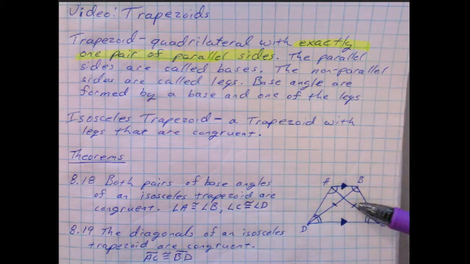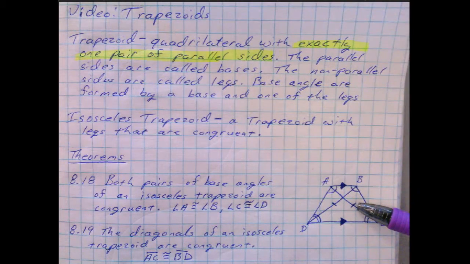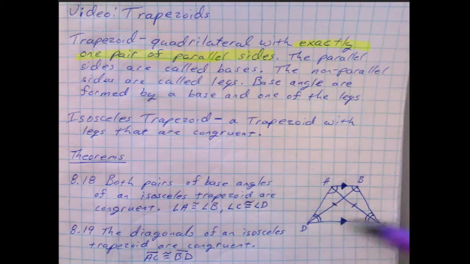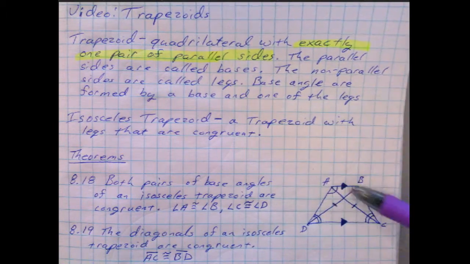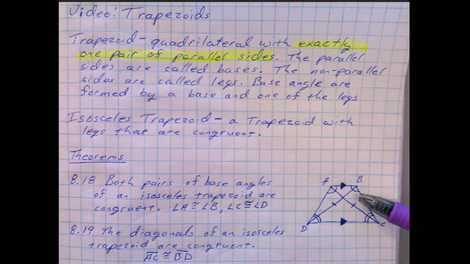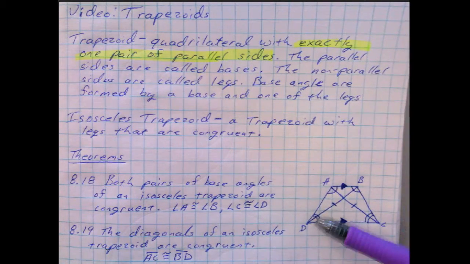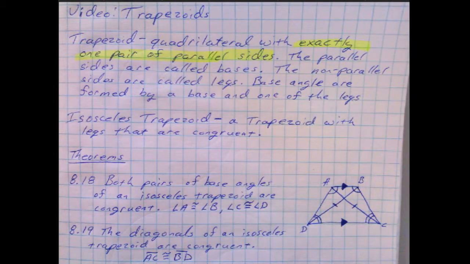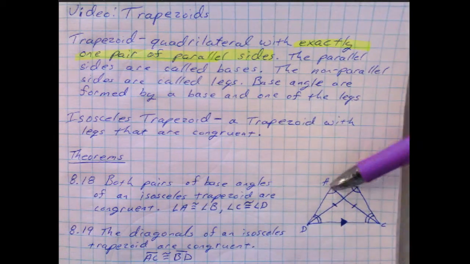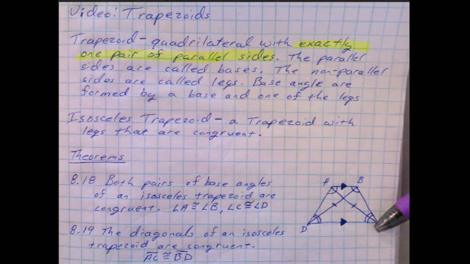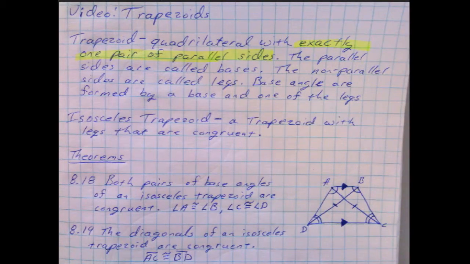So if you look in the picture that I have over here, our base angles are formed by a base, which are the parallel sides, and one of the legs. So we have angles A and B are congruent to each other, and angles C and D are congruent to each other. We also know that the diagonals for an isosceles trapezoid are congruent. So we have our diagonal BD is congruent to our diagonal AC. Okay? Alright, so then the next piece is a median.